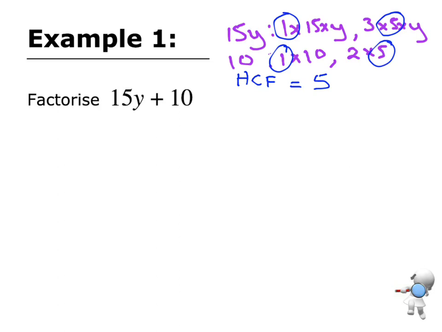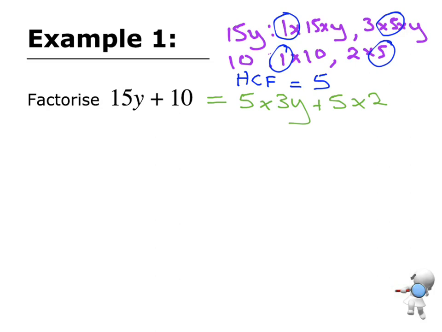So what I want to do now is I want to take this expression, 15y plus 10, and I want to rewrite that using that highest common factor. So I can write 15y as 5 times 3y, plus I'm going to write 10 as 5 times 2. So I'm writing it using that common factor.